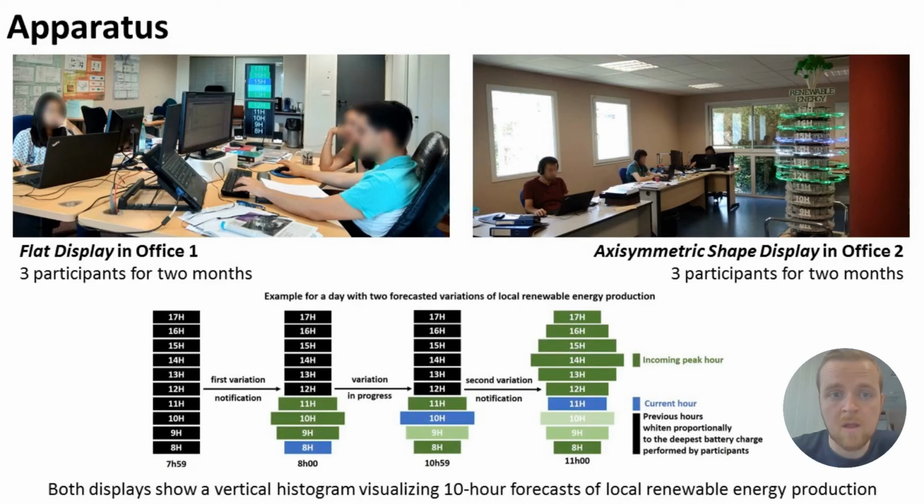Both displays show a vertical histogram visualizing forecasts of renewable energy production for each hour of a working day. During each working day, the histogram shows variations one after the other, which enables users to focus on one peak hour at a time.